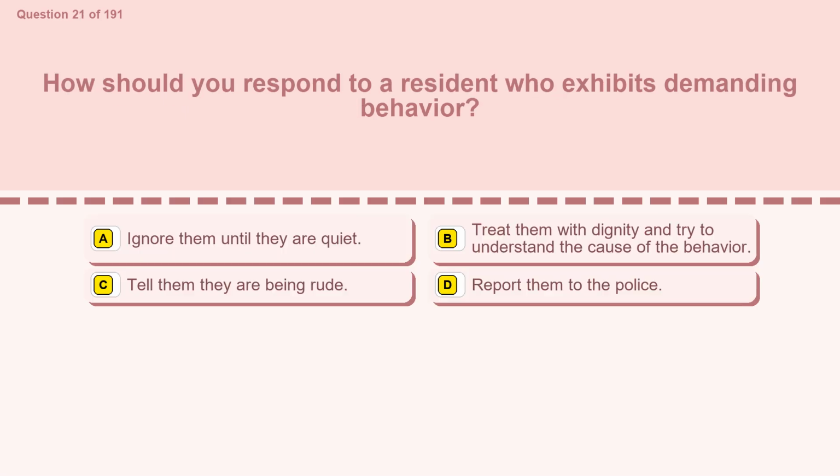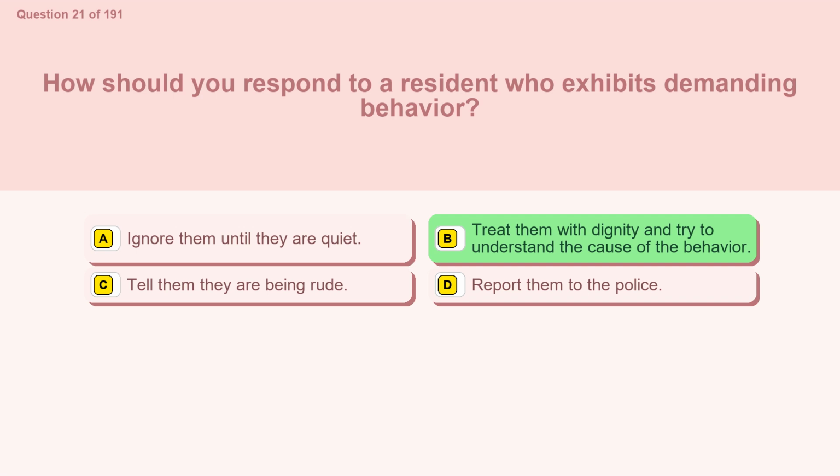Question 21. How should you respond to a resident who exhibits demanding behavior? Option A. Ignore them until they are quiet. Option B. Treat them with dignity and try to understand the cause of the behavior. Option C. Tell them they are being rude. Option D. Report them to the police.